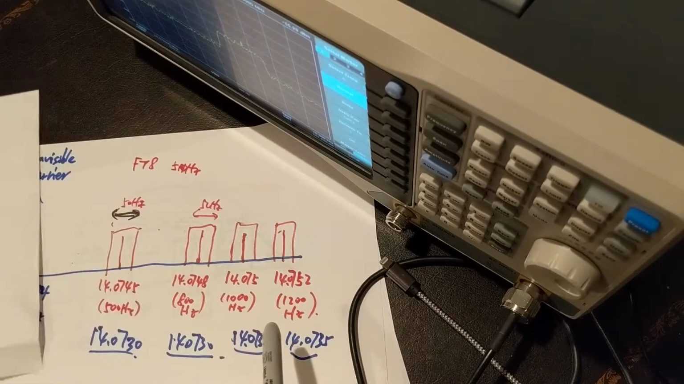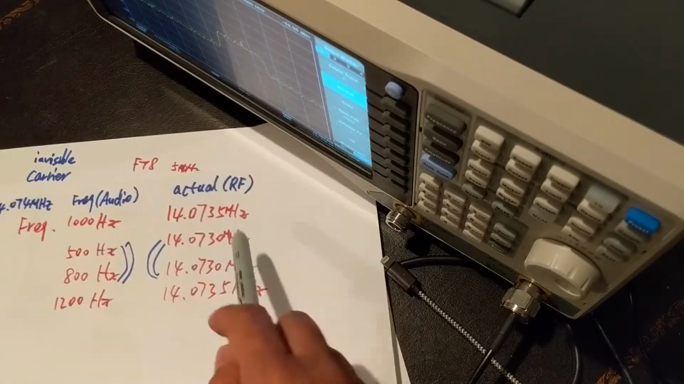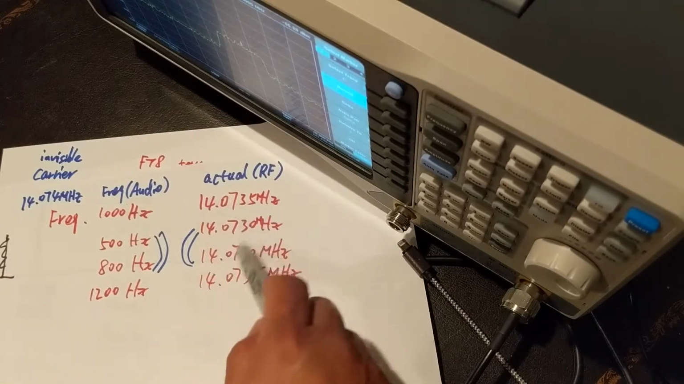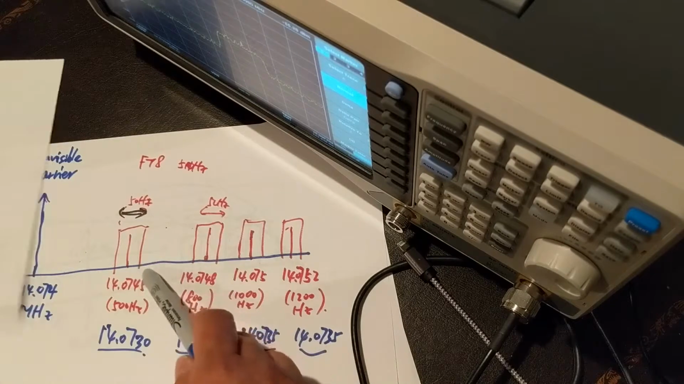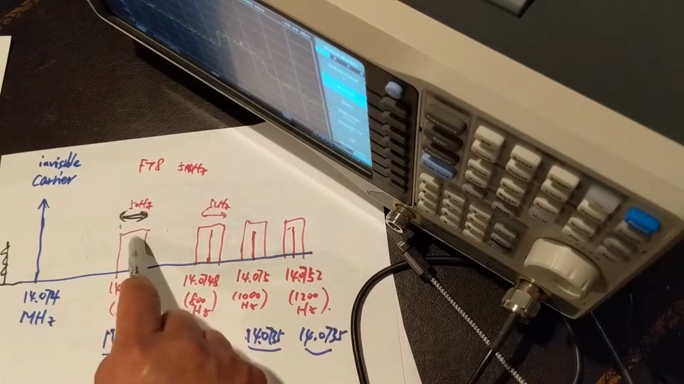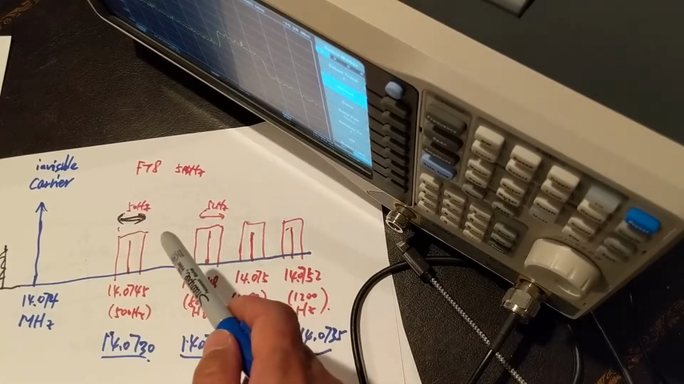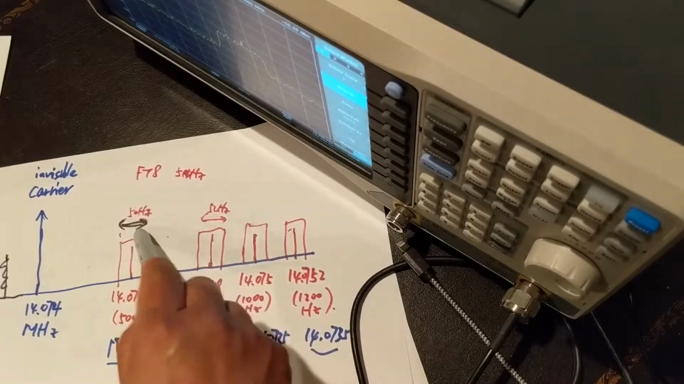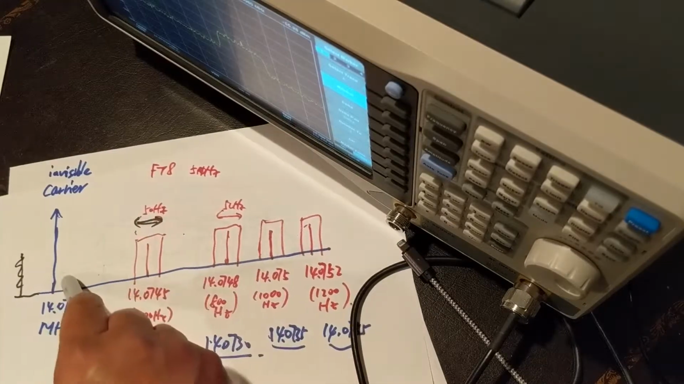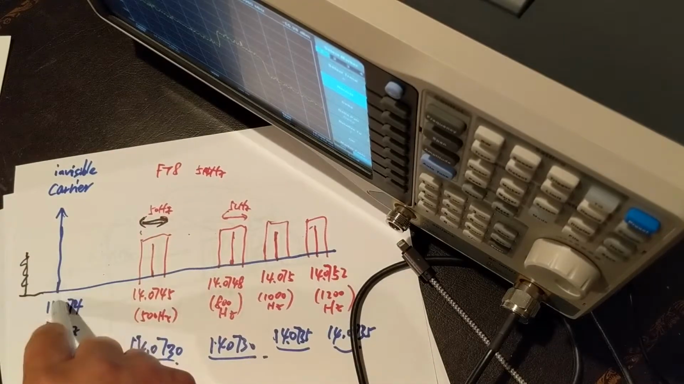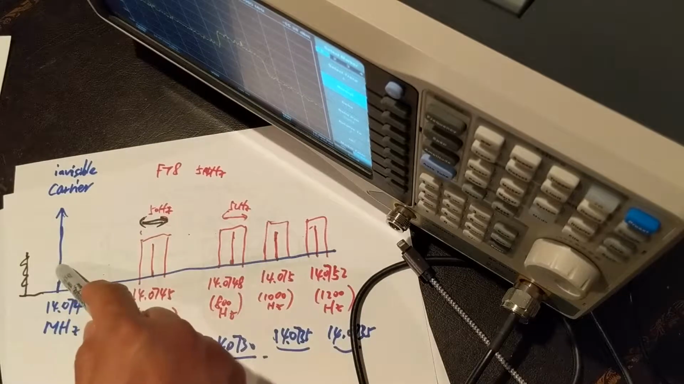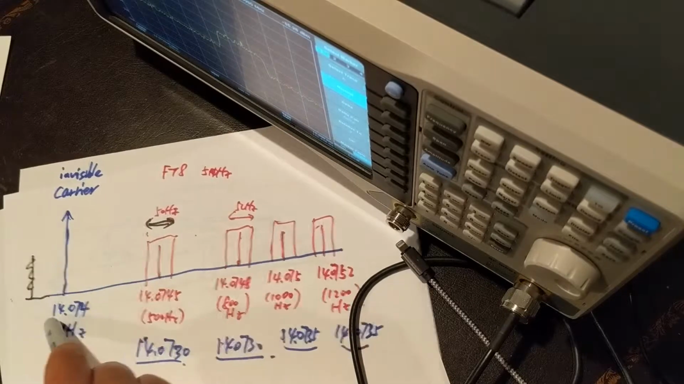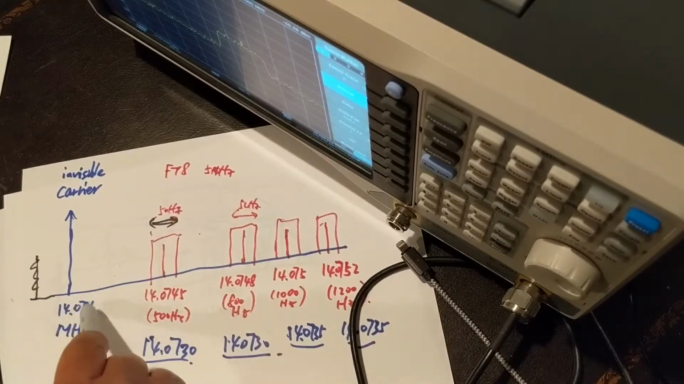From the radio we can see this actual RF carrier is moving, but the overall idea is that the actual RF waveform should stay as here. So if it's 500, then it's 500 above my intended frequency. If 800, 1000, or 1200, it is that far above this nominal 14.074.